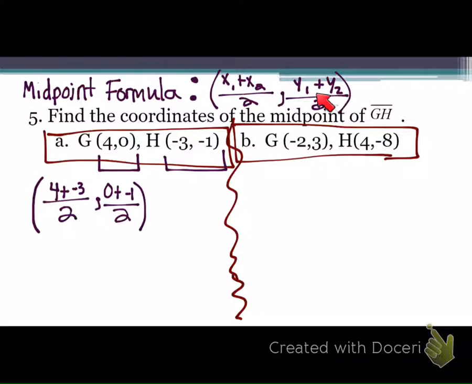Why do your 0s look so small and not like a 0? It looks like an O. I'm sorry.